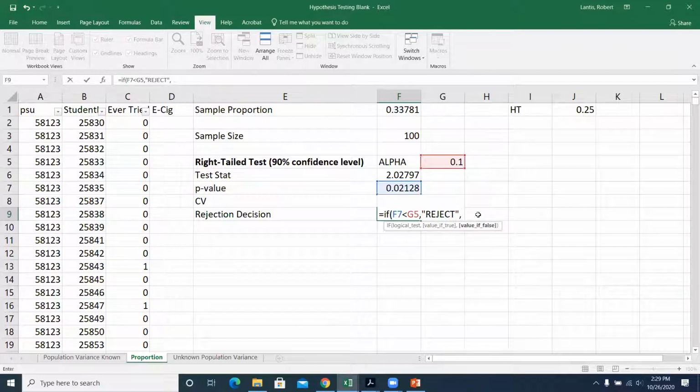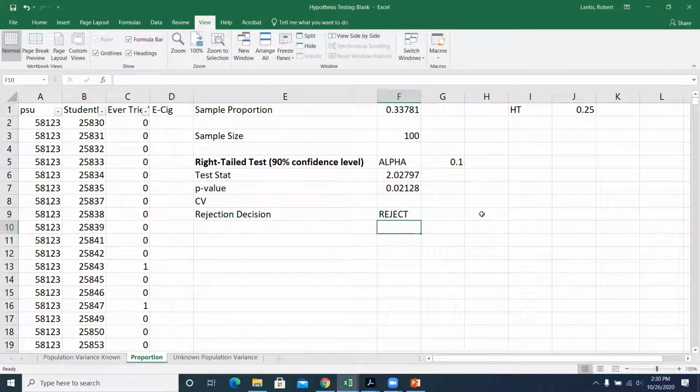What if that doesn't hold? What if the p-value is not less than alpha? Well, then I want to put in the words fail to reject. Right? So this IF statement, the first thing you tell it is what are you checking for? Here I want to say is the p-value less than alpha, comma, if it is, what word do you want? The word reject. If it's not, put fail to reject. So sure enough, we reject here, right?